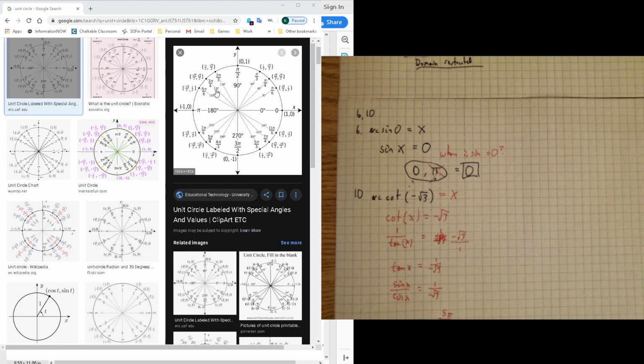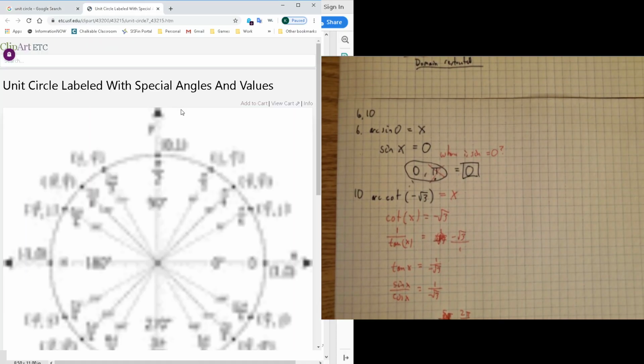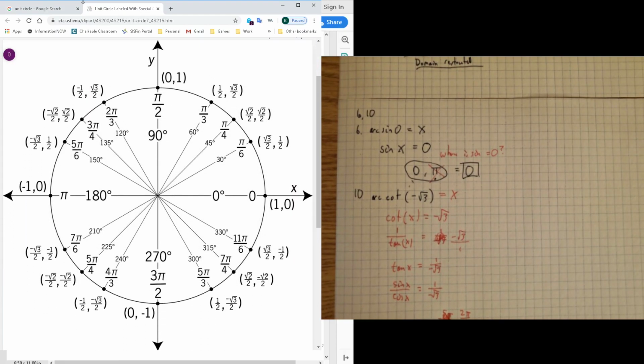Oh, do I have that backwards? Nope. Make sure you read your table correctly. 2 pi over 3. Remember, it's sines divided by cosines. Maybe I can zoom this in a little bit. There we go. Okay. Remember, it's y's divided by x's. So, you know what? I had it right.